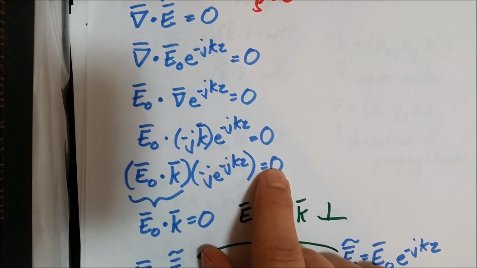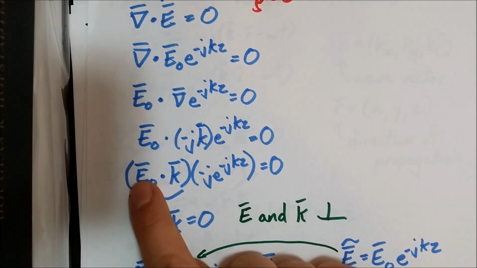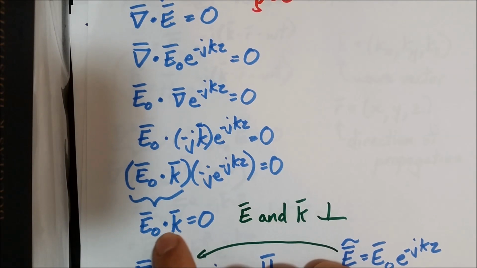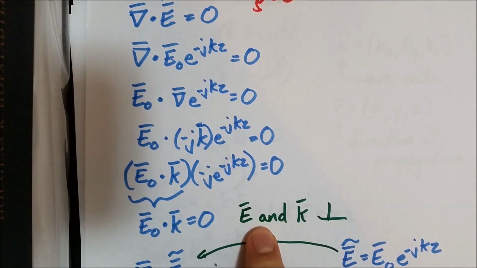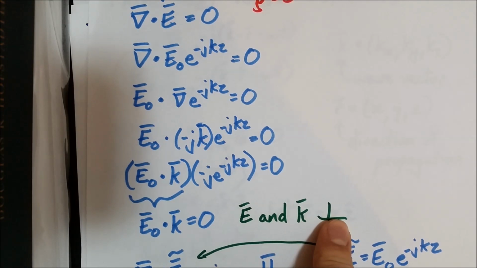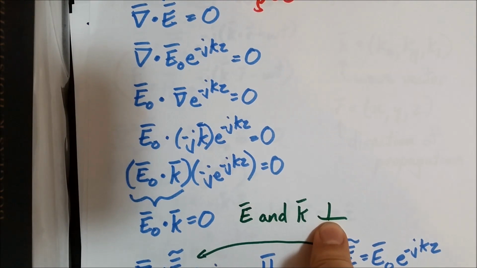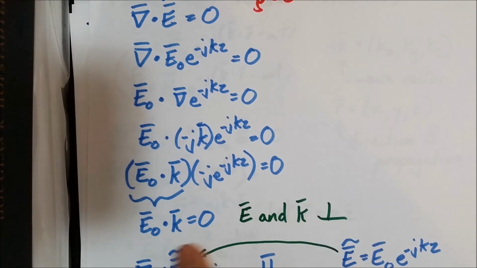Now this must equal 0. So we know that the dot product of the electric field and k, the wave vector, must be 0. Basically, this is telling us that the electric field and the wave vector are perpendicular. This is the second important characterization from the plane wave solution.